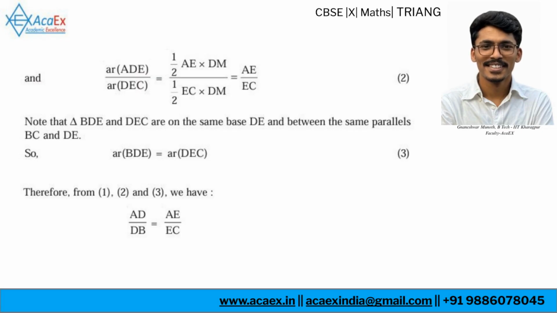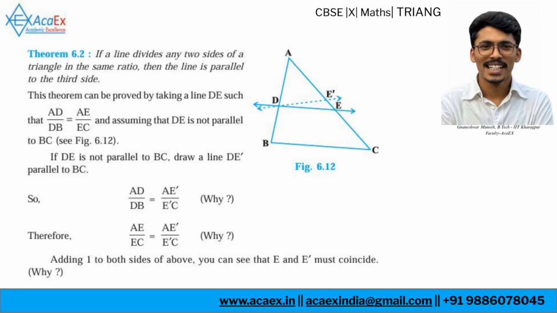Proof conclusion. The ratio of the area of triangle ADE to the area of triangle DEC is equal to AE divided by EC. Triangles BDE and DEC are on the same base DE and between the same parallel lines BC and DE, so their areas are equal. Therefore, it follows that AD divided by DB is equal to AE divided by EC. Converse of basic proportionality. Theorem 6.2.